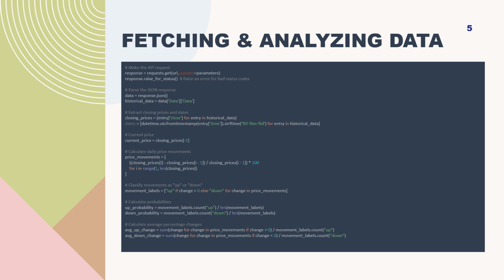Once these changes are calculated, the script labels them as either up or down. Then, it counts how often prices went up or down to calculate probabilities. For example, it might say the price increased 60% of the time and decreased 40% of the time. It also calculates the average size of these increases and decreases so you know how big the changes usually are.